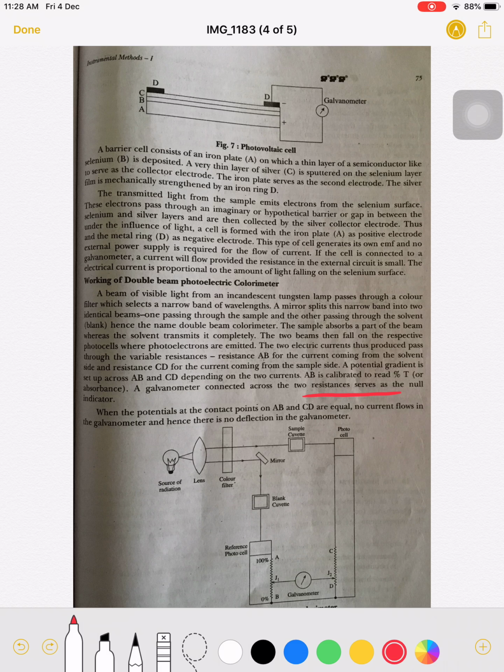Now see the last two lines. When the potentials at the contacts between AB and CD are equal, it means there is no absorbance by the sample solution, no current flows in the galvanometer, and hence there is no deflection in the galvanometer.